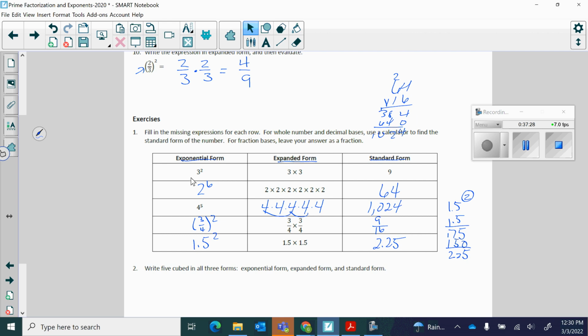Again, the homework, just make sure you're showing your work. It should be relatively easy, though, because all you're doing is going standard form to exponents and vice versa. Good luck, guys.